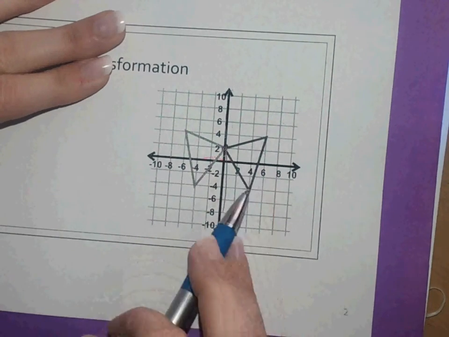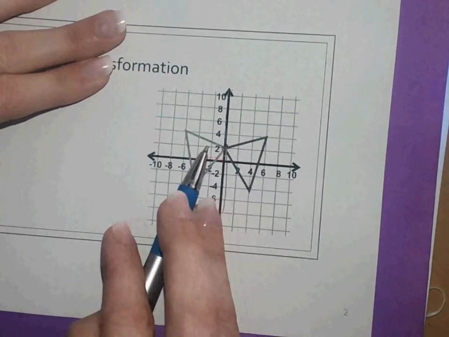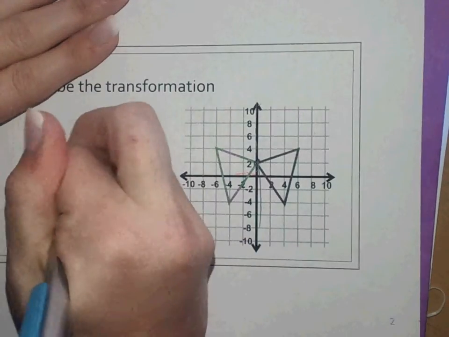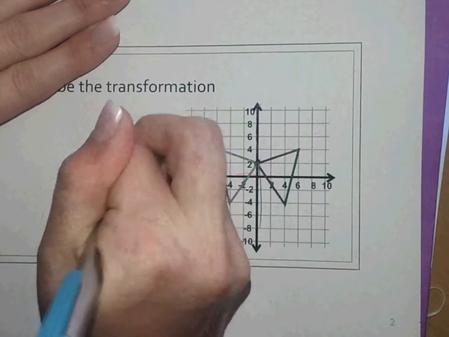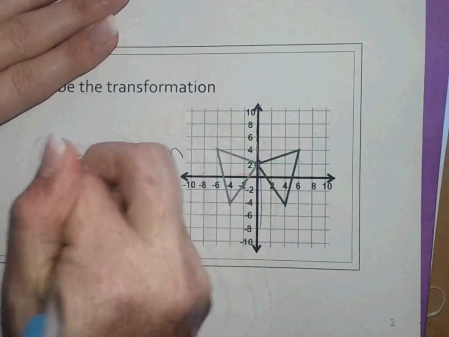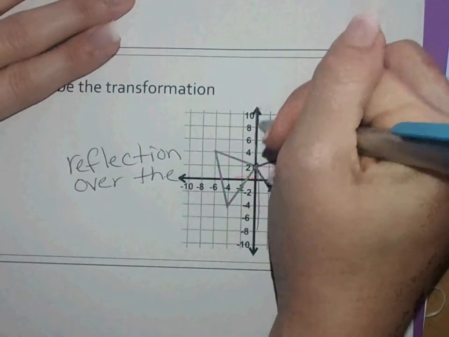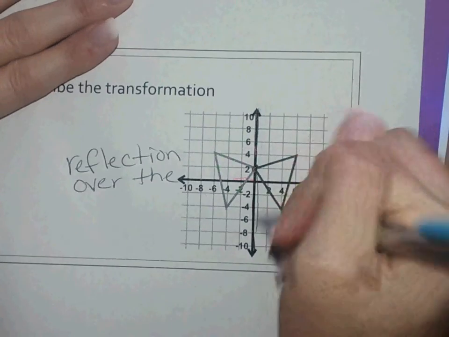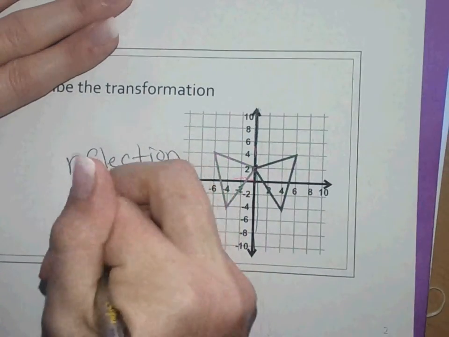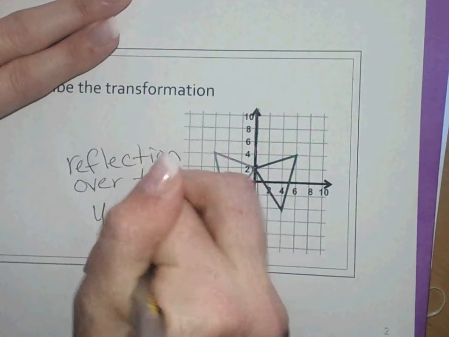Longer and longer. So it's just a reflection. It's just where it flips over. So I would call this a reflection over the axis, and this is the y-axis. The one that goes up and down is your y-axis.